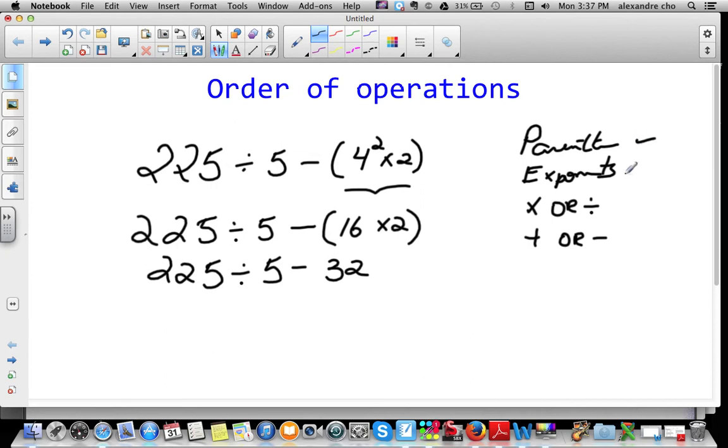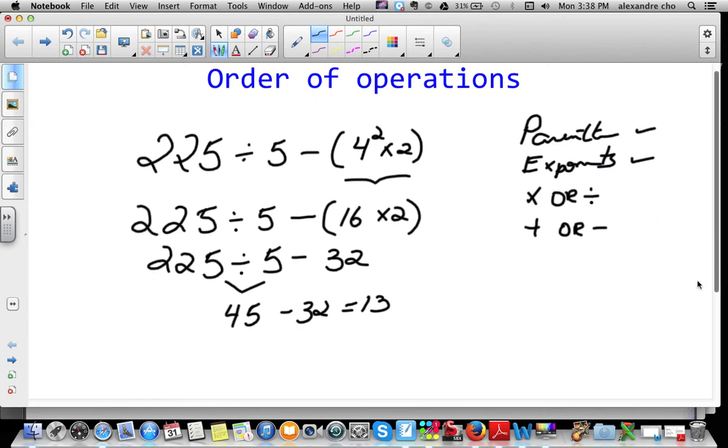Well, parentheses, there are no more parentheses. There are no more exponents. There is a multiplication or division, and I'll take care of that first. Okay. And 225 divided by 5, it's going to be 45. And finally, minus 32, which gives you 13. Okay, so it's parentheses, exponents, multiplication or division, addition or subtraction.